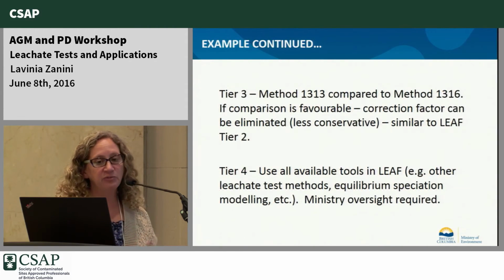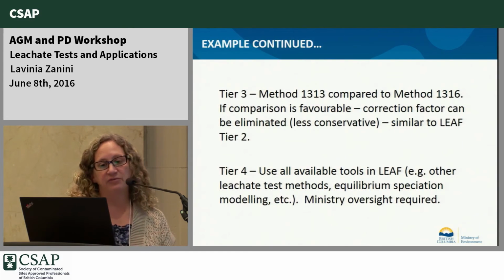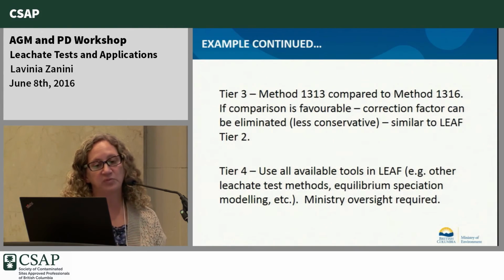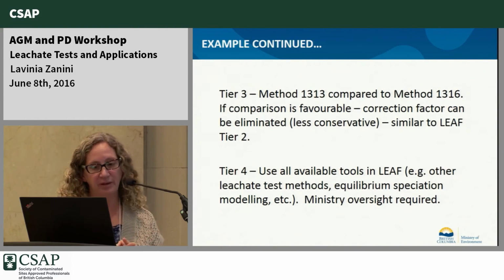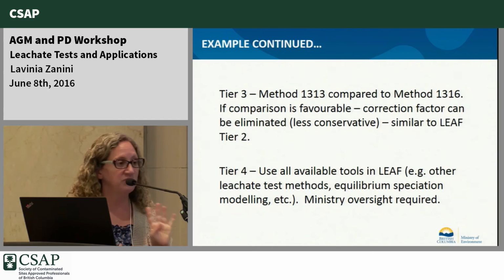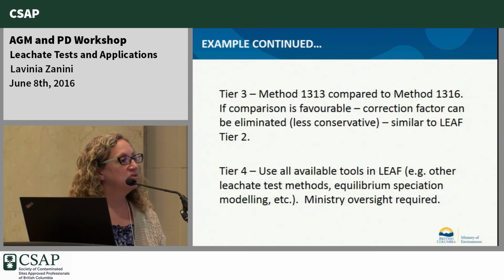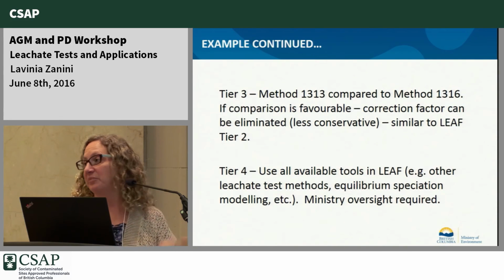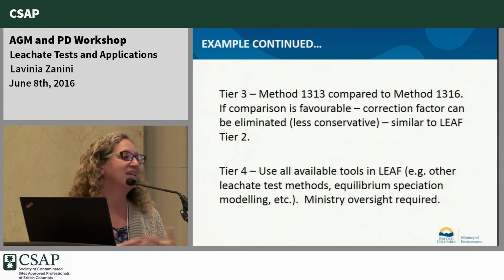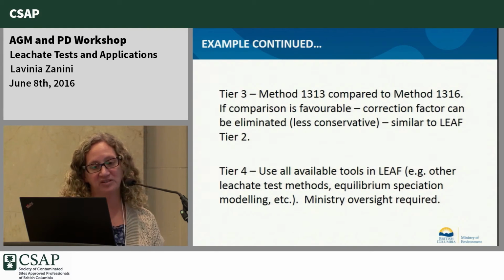And then our Tier 3 would be you use method 1313 compared to method 1316 and see if you can get that less conservative concentration. Tier 4, of course, would be to use all the tools available in LEAF. There are more tools in LEAF that I didn't mention. Beyond the leachate test methods, you can use equilibrium speciation modeling to get a better idea of what the contaminants are doing in solution at a site. Those methods would probably require ministry oversight.